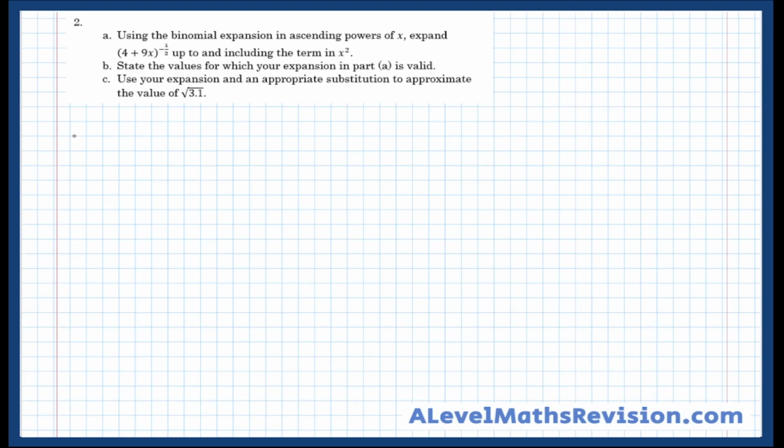So part A. I can see that the first number isn't 1, so the formula doesn't apply. So I need to make it apply by taking out a factor of 4. But with it, the 4 brings that power of minus a half.